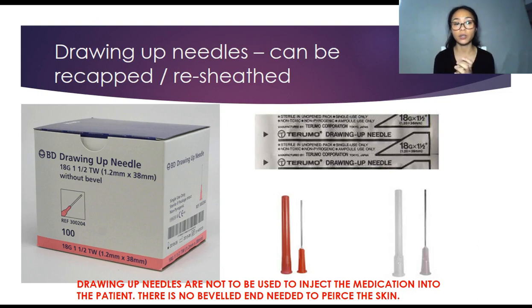But I really want to make sure that everyone understands that we do not use drawing up needles to inject into a patient, or to pierce tissue. We are using them to draw up medications from an ampule that might be plastic or glass. We disconnect that and place on a needle that is sharp and suitable for the tissue that we're going to inject into, whether it's a 25 gauge for a subcutaneous or 23 gauge for an intramuscular injection. That can be used to inject into a patient's tissue.